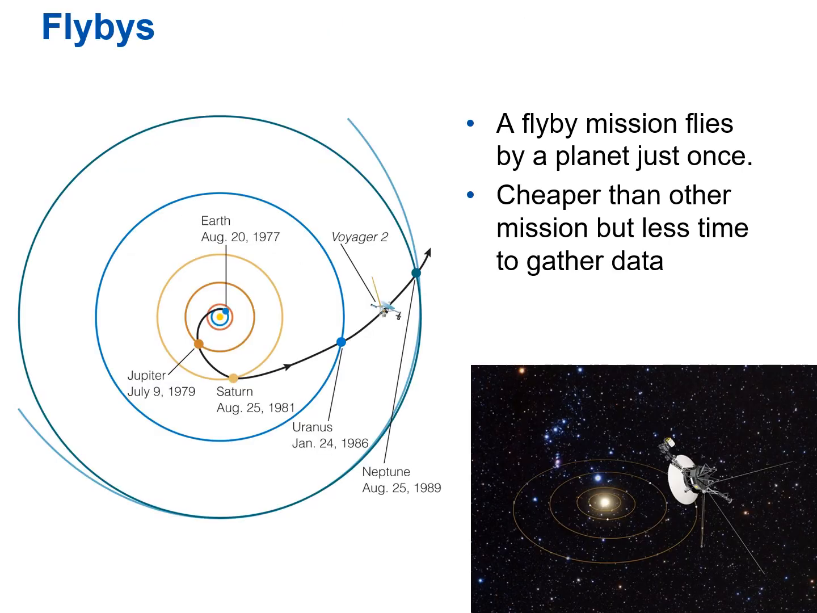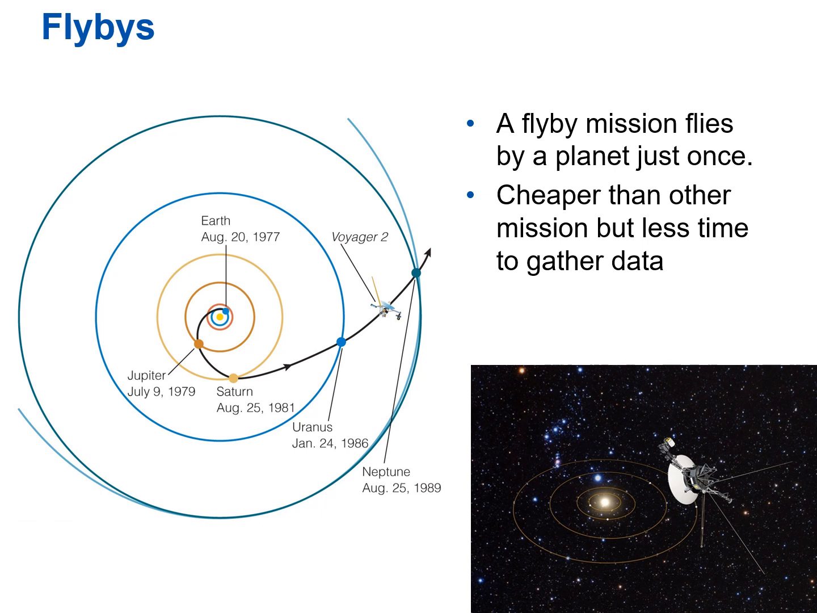Let's look at the first type, flybys. A flyby mission flies by a planet just once. The benefit of it is that it is cheaper than the other types of missions. However, the downside is there's less time to gather data.